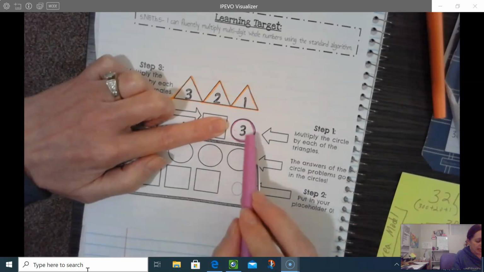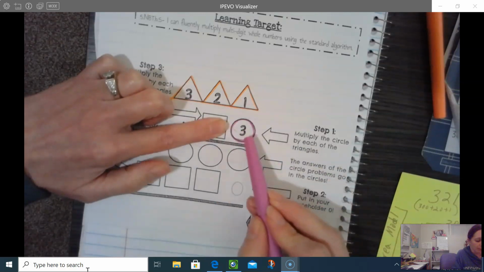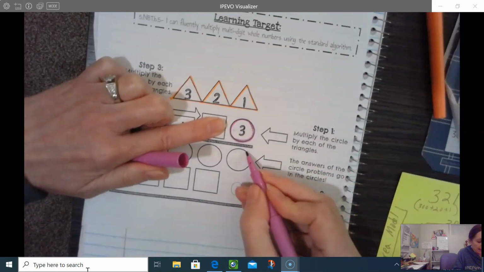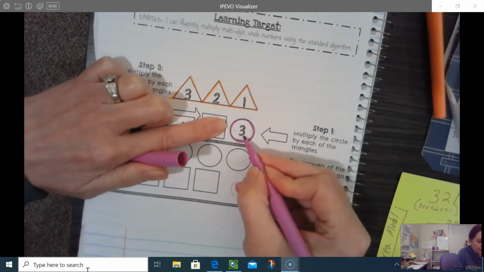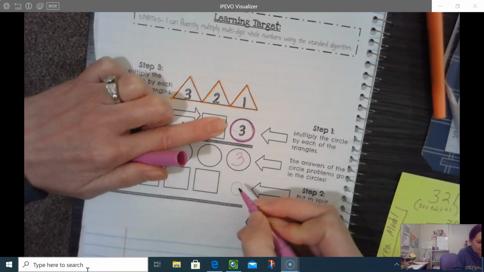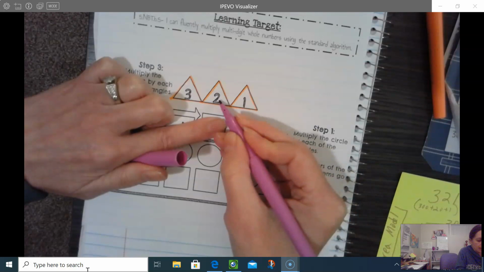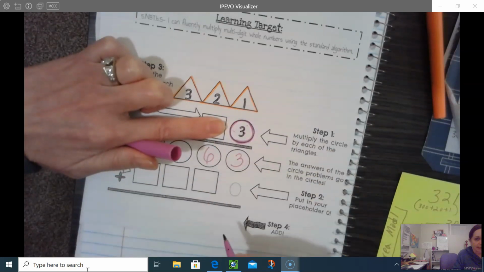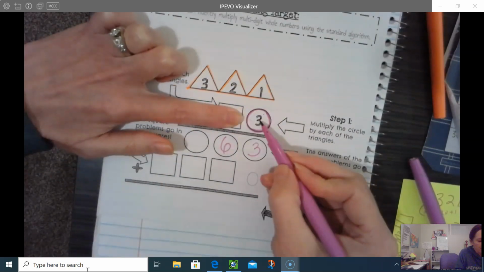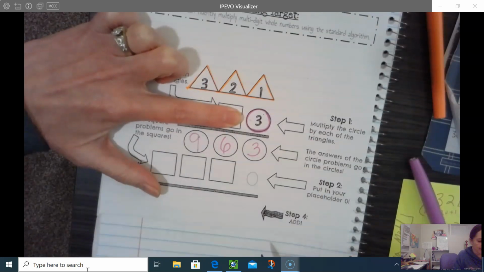So now I'm going to actually start with this circle, and I'm going to multiply each one of these top numbers by the circle. So circle times a triangle. So let's go ahead and do that right now. So circle number, the 3 times a 1. So 3 times 1, that is a 3. Now I'm going to multiply the circle by the next triangle. 3 times 2, that is a 6. And then I'm going to multiply the circle by the last triangle. That's a 3 times a 3. And that is going to be a 9.